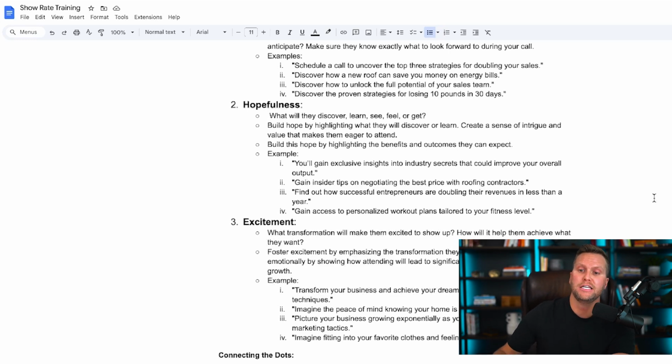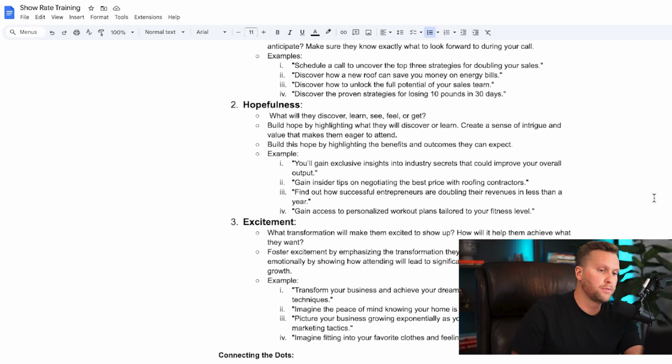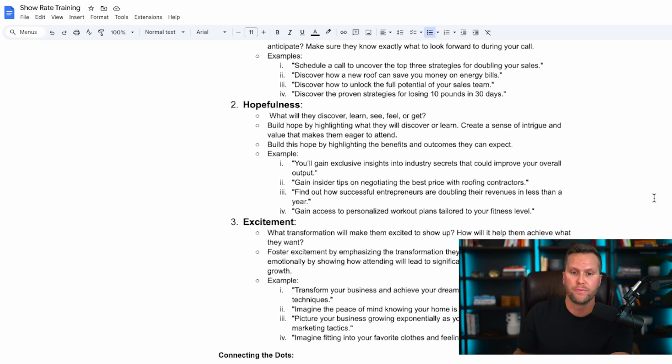Transform your business and achieve your dreams by applying these proven techniques. Another example is imagine the peace of mind knowing that your home is protected from the elements. Picture your business growing exponentially as you implement these innovative marketing tactics. So again, you're helping them understand what is going to happen, the end goal or the transformation. Another example is imagine fitting into your favorite clothes and feeling confident in your appearance. All right, so that was perception, hopefulness, and excitement.